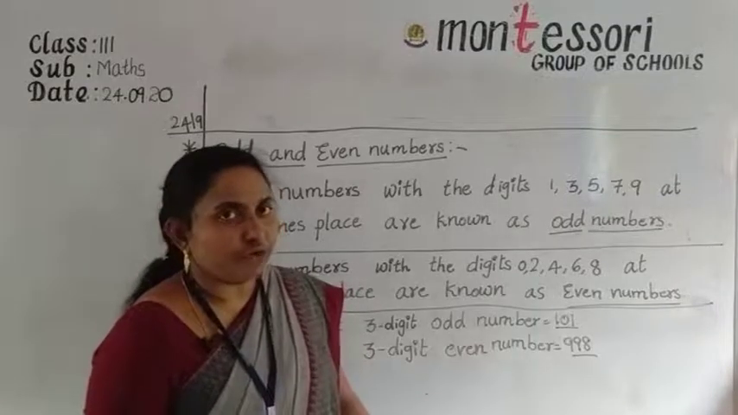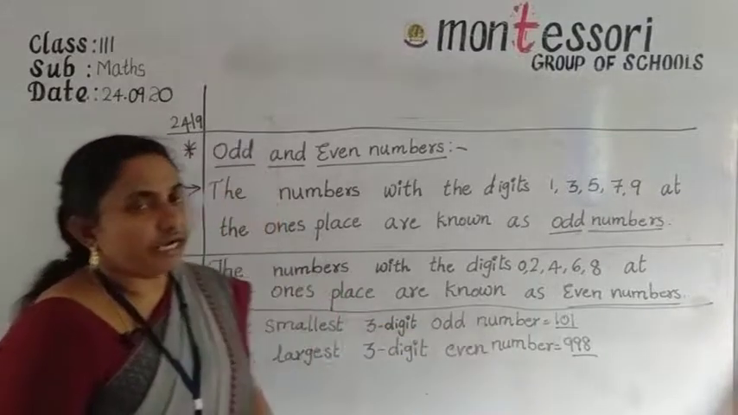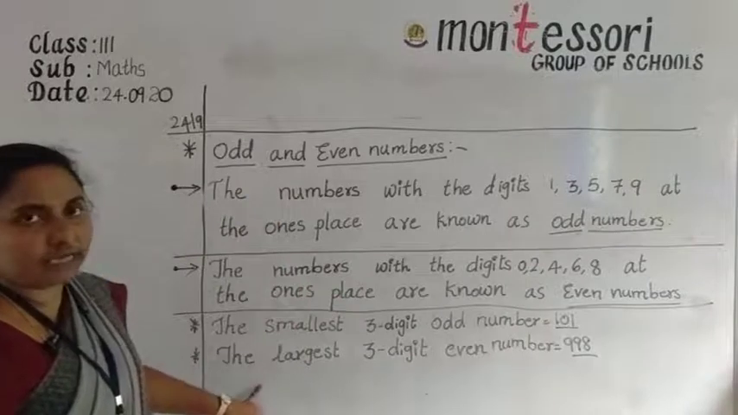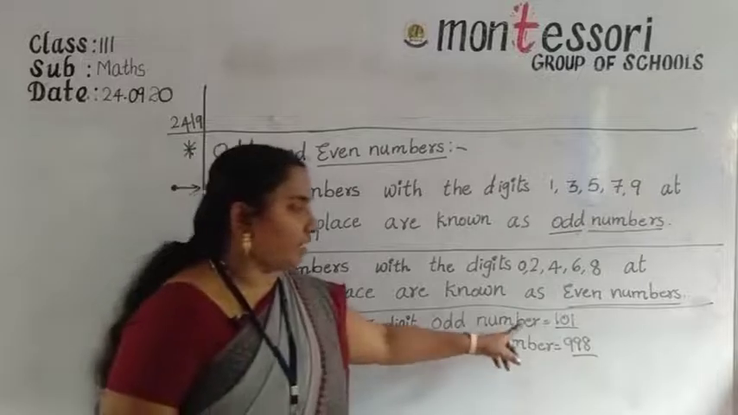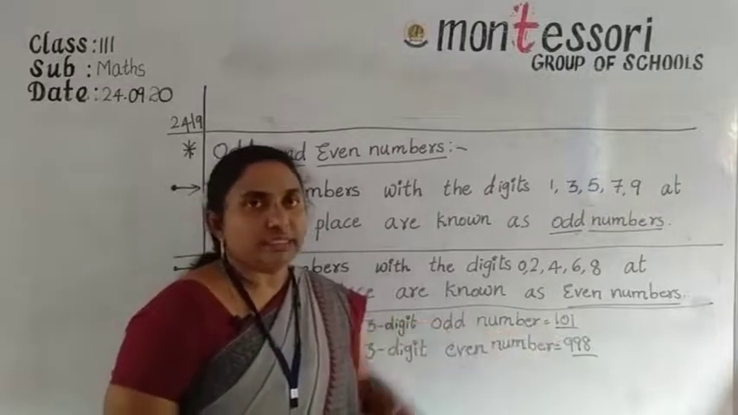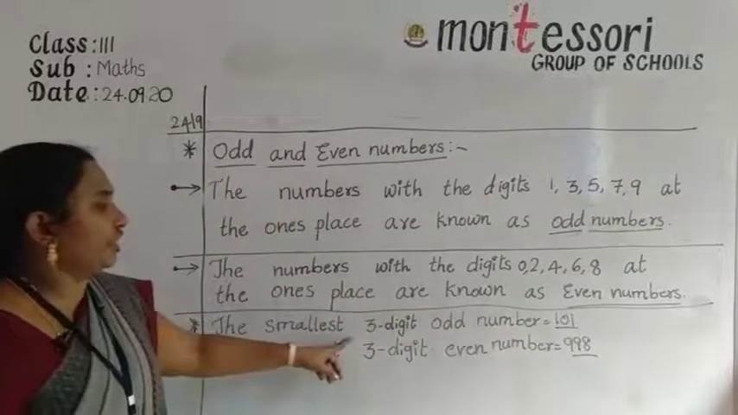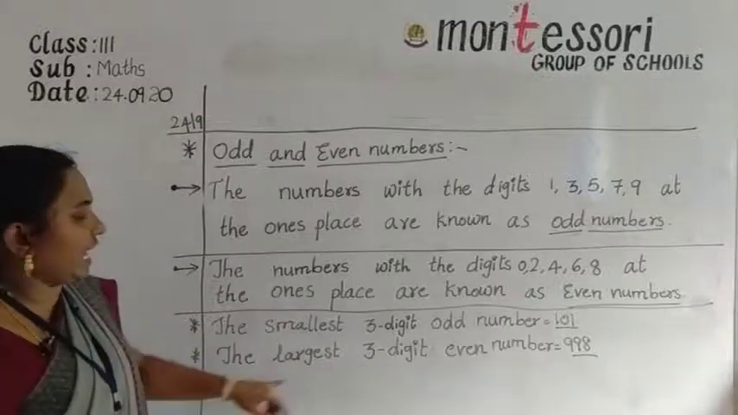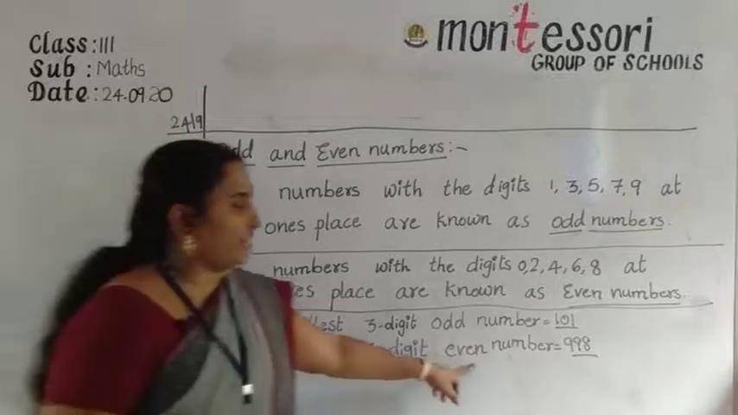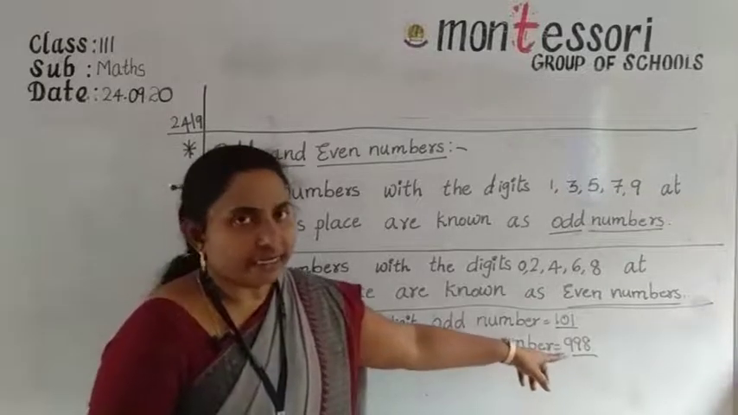After finishing, all of you draw the line and write two more points here. The smallest 3-digit odd number is 101, and the largest 3-digit even number is 998.